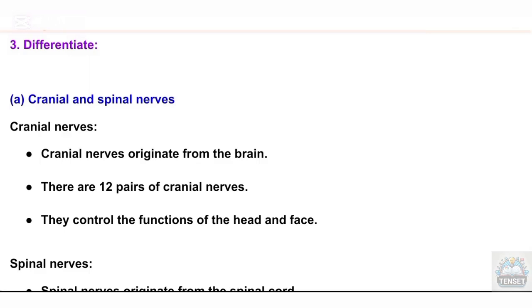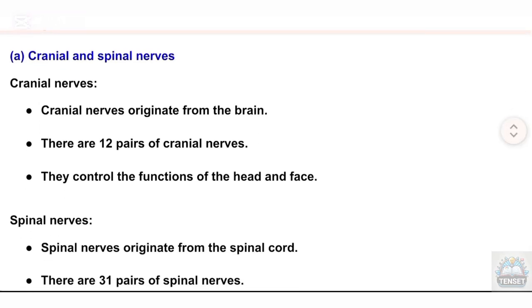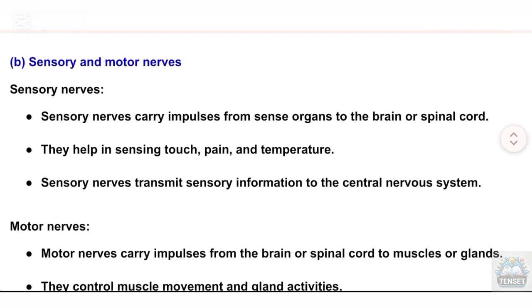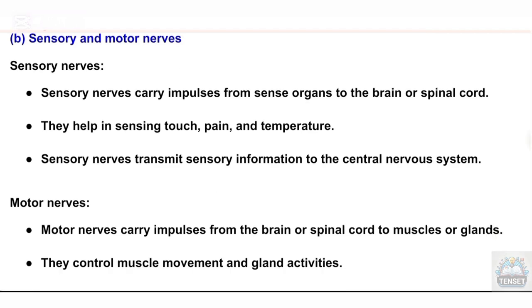Spinal nerves. Spinal nerves originate from the spinal cord. There are 31 pairs of spinal nerves. They control the functions of the body below the neck. B. Sensory and motor nerves. Sensory nerves. Sensory nerves carry impulses from sense organs to the brain or spinal cord. They help in sensing touch, pain, and temperature. Sensory nerves transmit sensory information to the central nervous system.